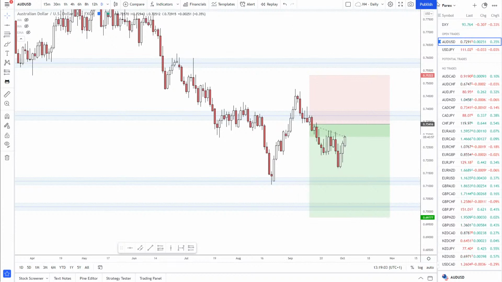Looking at AUD/USD real quick, how am I playing this one? Look, I'm not really worried about this turnaround.